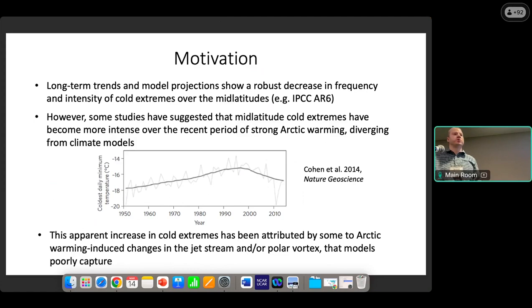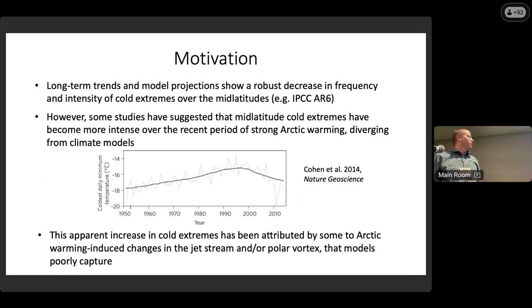However, if you look at some more recent trends, you may get a bit of a different picture. This is an example from Cohen 2014. It's a bit hard to see, but it's showing a plot of the coldest daily minimum temperature over the northern hemisphere mid-latitudes. We see clear warming, followed by, starting around the 1990s, quite a dramatic decrease in the minimum temperature. So that's an increase in the intensity of cold extremes over the mid-latitudes.